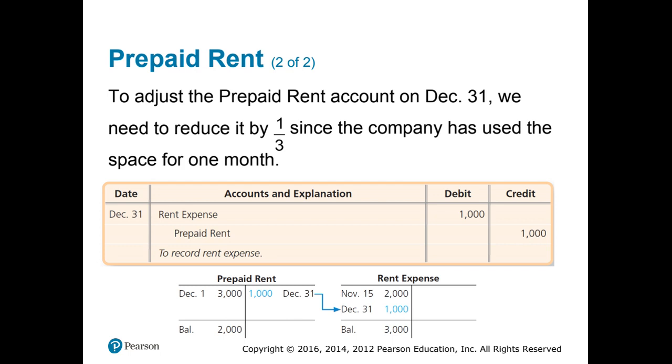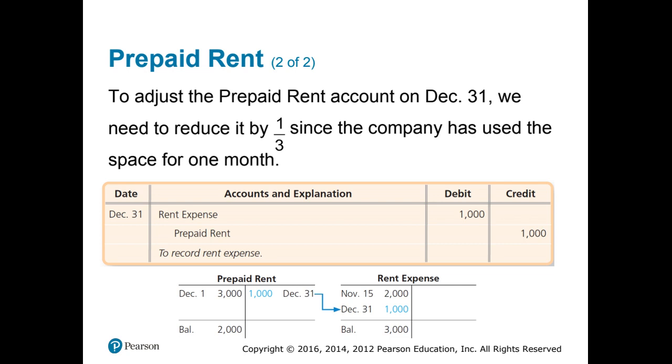So we're going to take the used up portion, which is 1 month of the 3 months prepaid, so 1/3. And we're going to create an adjusting entry to show the transfer of the $1,000 from prepaid rent to rent expense. And this is what our adjusting entry would look like.